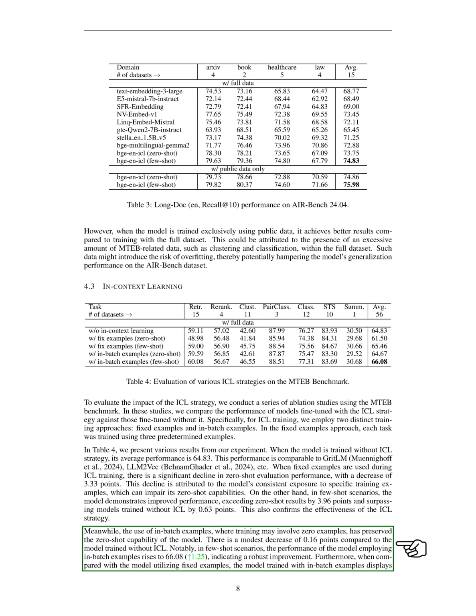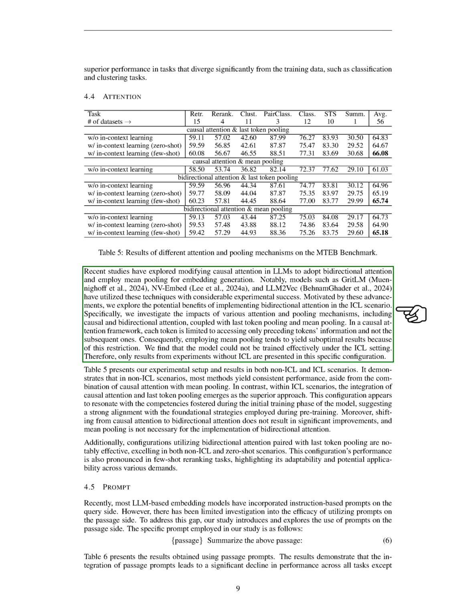We also explore the effects of modifying causal attention in large language models, LLMs, to include bidirectional attention and mean pooling for embedding generation. Models like grit-LM, NV-embed, and LLM2-vec have successfully used these techniques. We investigate the benefits of bidirectional attention in the ICL context, examining various attention and pooling mechanisms.